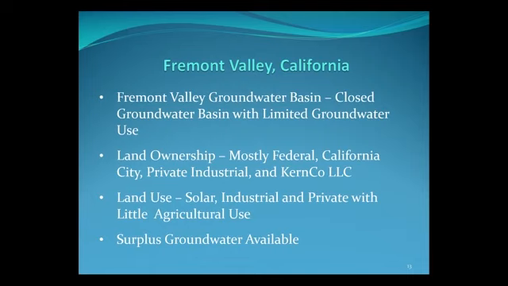So Fremont Valley, California is what we call a closed basin. Land ownership in that area is mostly federal. Some California City is there. There's some private industrial, and then there's Kernco. Land use is solar, industrial, private, very little agricultural use, and there is surplus groundwater available.